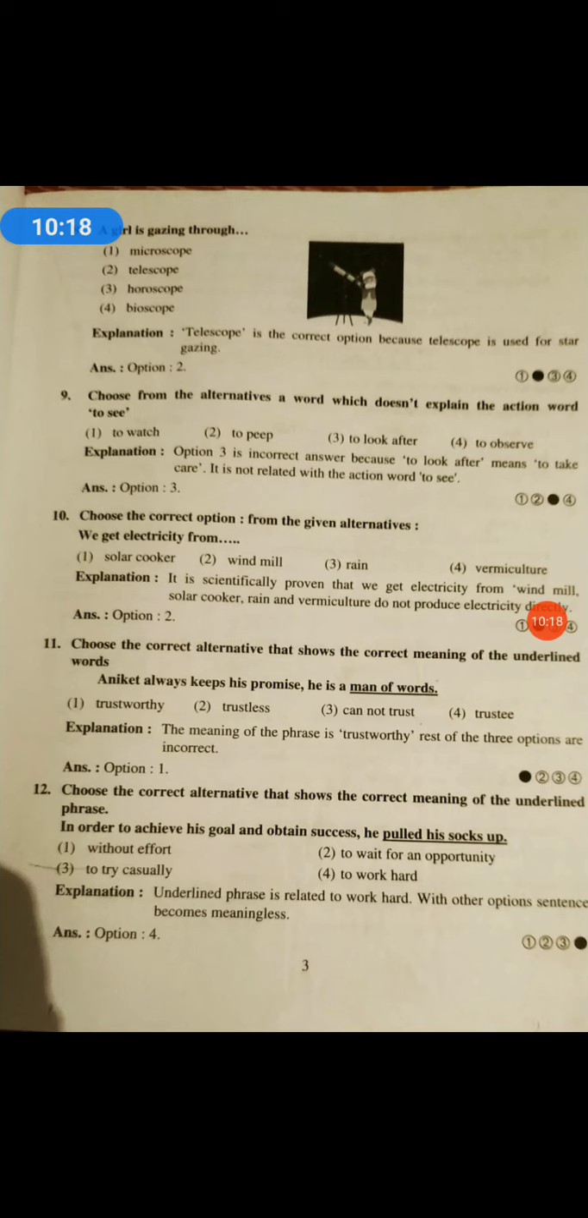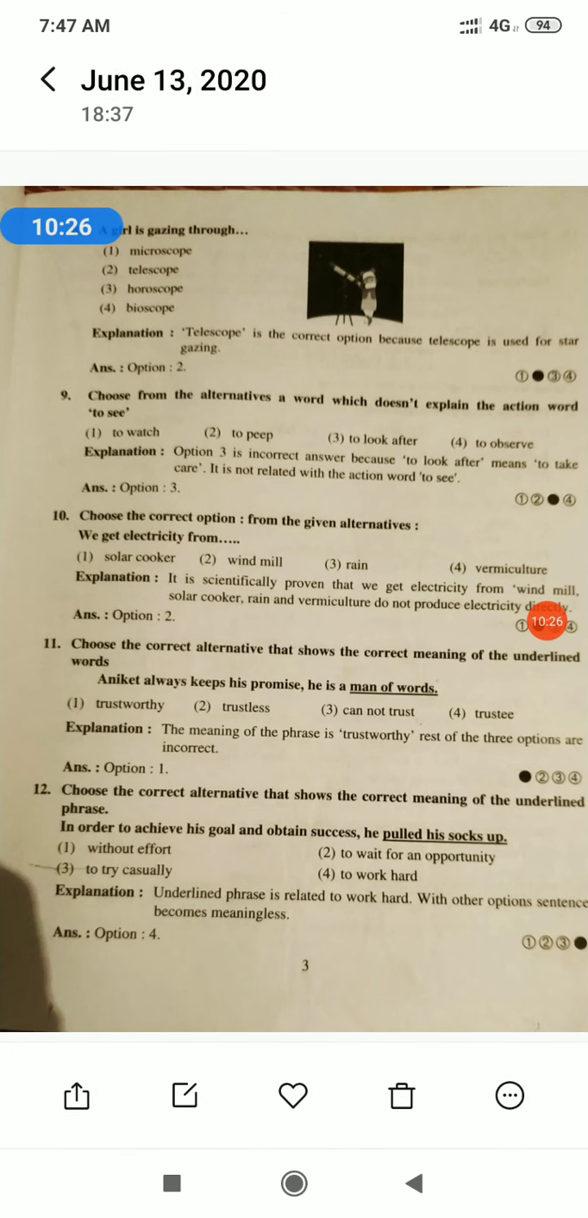Tenth one: choose the correct option from the given alternatives. We get electricity from dash dash. Solar cooker, windmill, rain, vermiculture. We get electricity from windmill. The second option is right, because it is scientifically proved that we get electricity from windmill. Solar cooker, rain and vermiculture do not produce electricity directly.